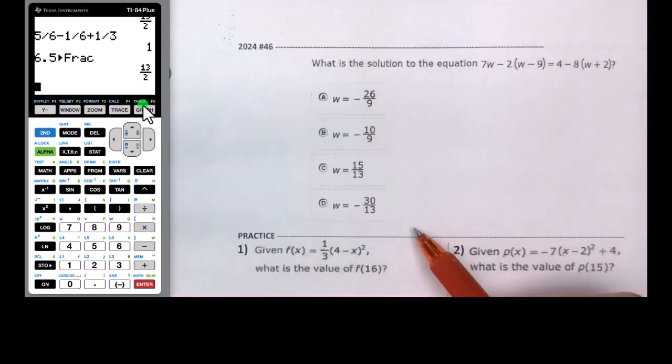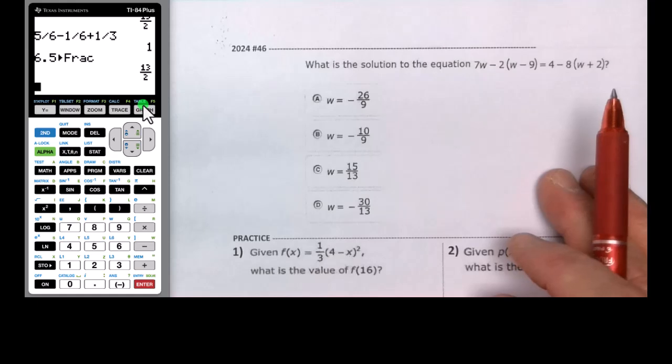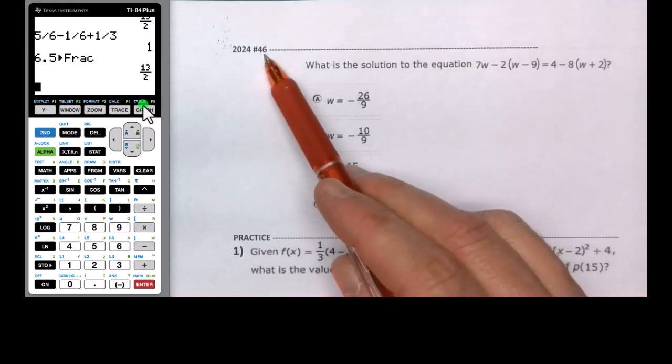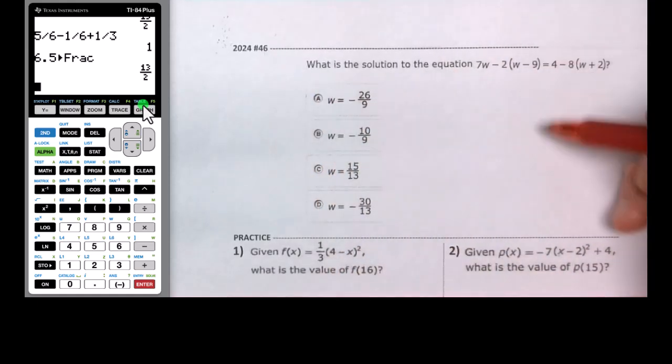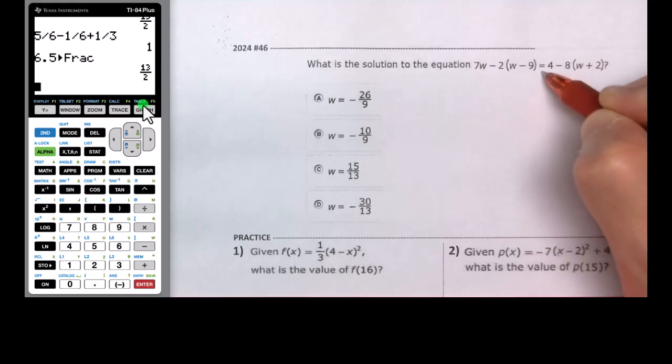Next question is from the 2024 test, question number 46. And basically, I'm asked to solve this equation. So here's the problem.